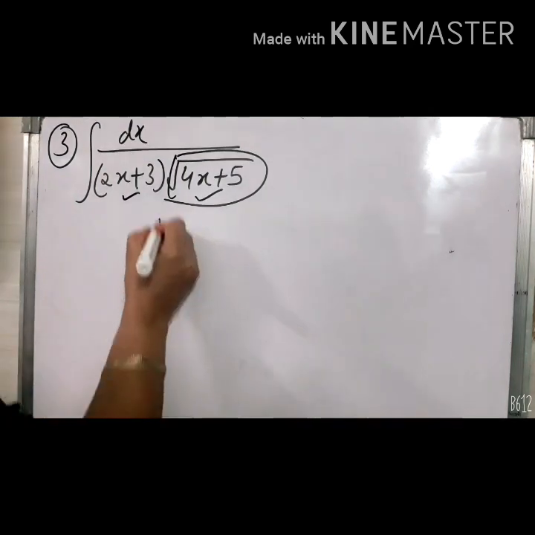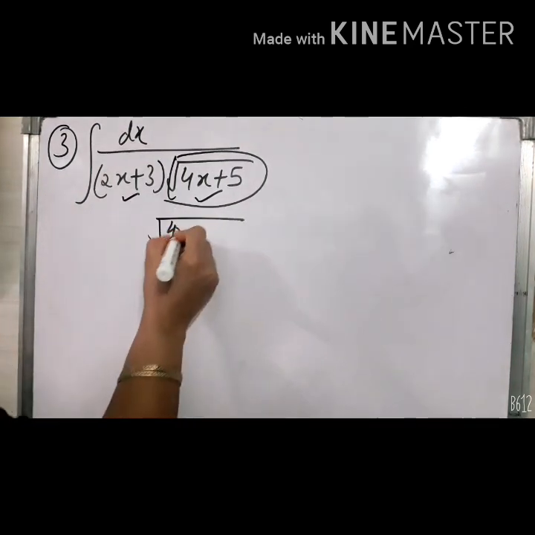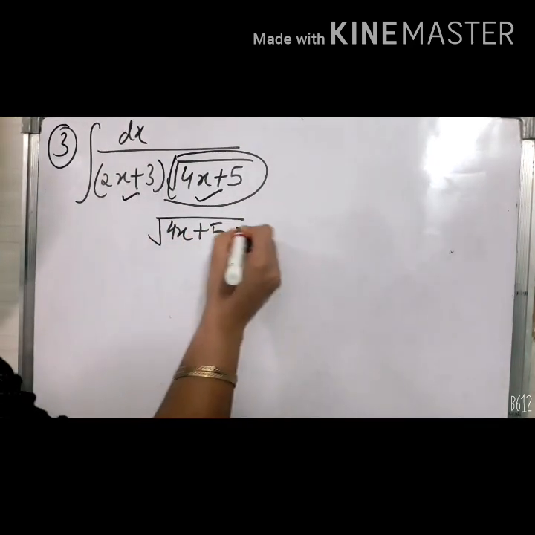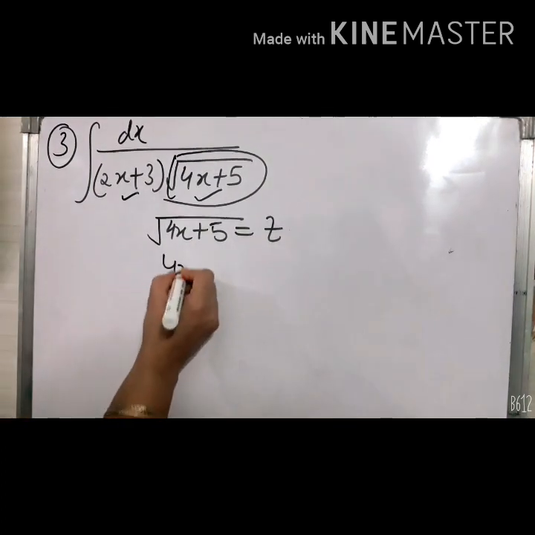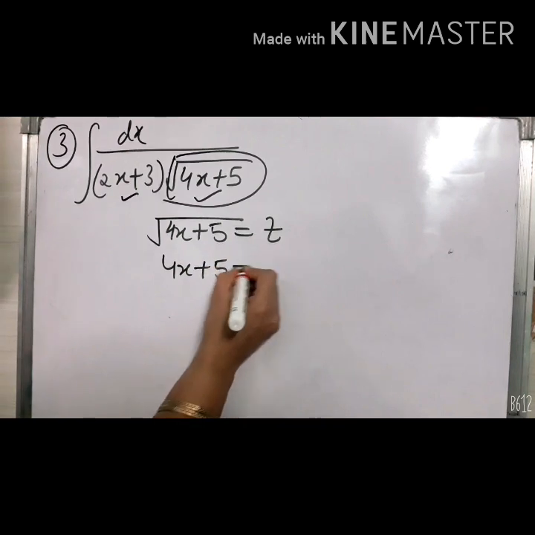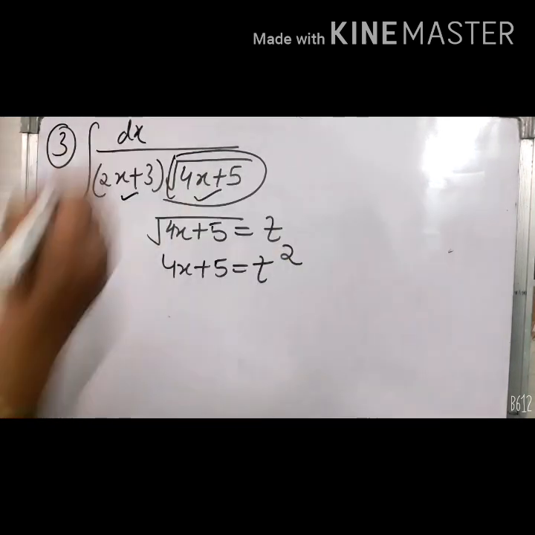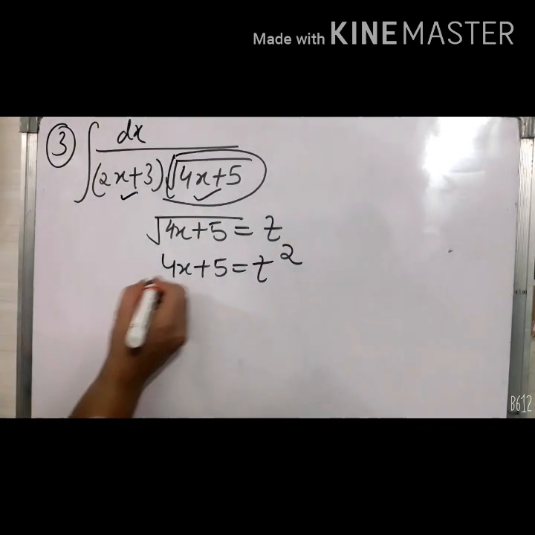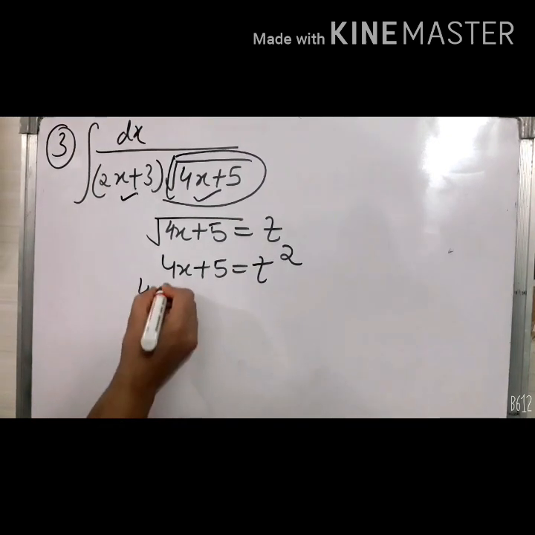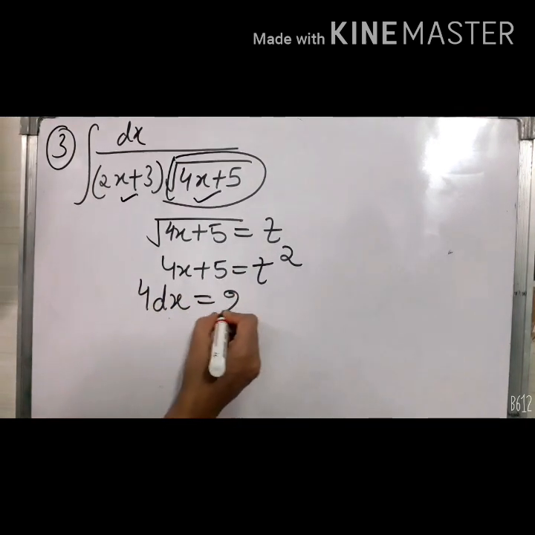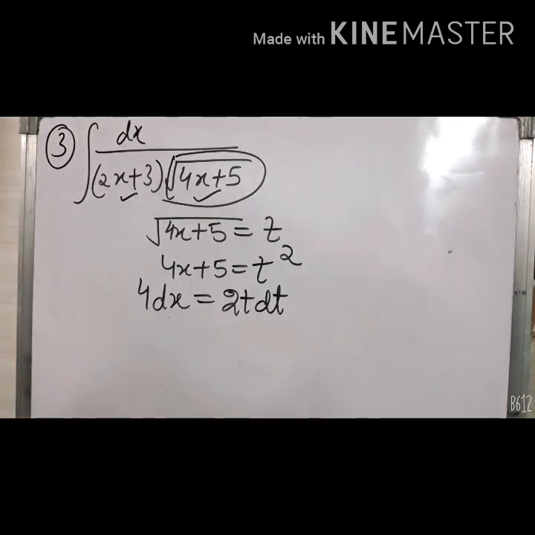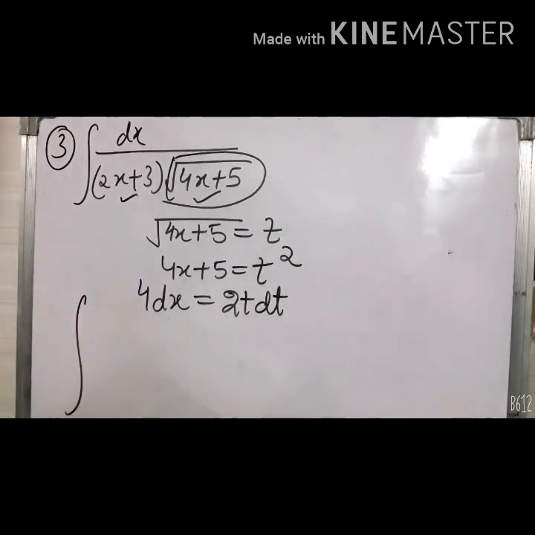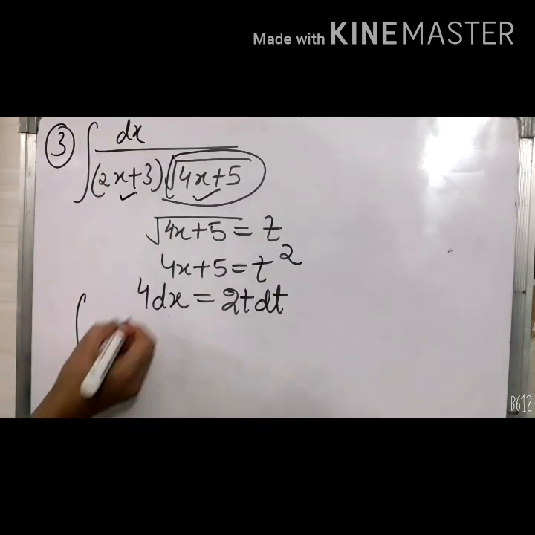So I will take under root of (4x plus 5) equal to t. Fine. Now it becomes 4x plus 5 equal to t square, because I removed the square root. Now I will differentiate: 4 into dx is equal to 2t into dt. Got it? Now I am putting all the values that we let. 4 into dx.